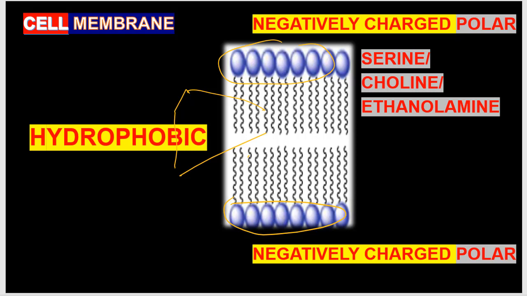So the upper and lower sides are hydrophilic and the middle is hydrophobic, while the phosphate, we know, is negatively charged. So these are polar areas. By adding serine, choline, ethanolamine, etc., this charge can be adjusted by the bacteria, so there is dilution of charges. So in bacteria there is a hydrophobic middle core and an outer and inner negatively charged or polar area.